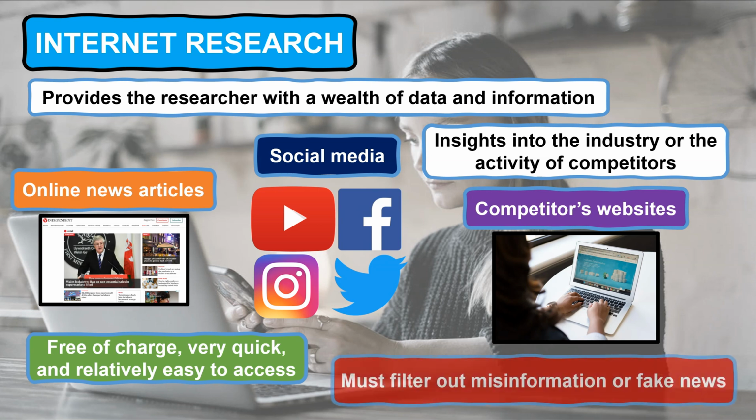However, as discussed earlier, there is a wealth of misinformation or fake news on the internet, so it's vitally important that the person conducting the internet research on behalf of the business is aware of this, and has the competence to filter out the unreliable sites to ensure the data and information is valid, reliable and trustworthy.